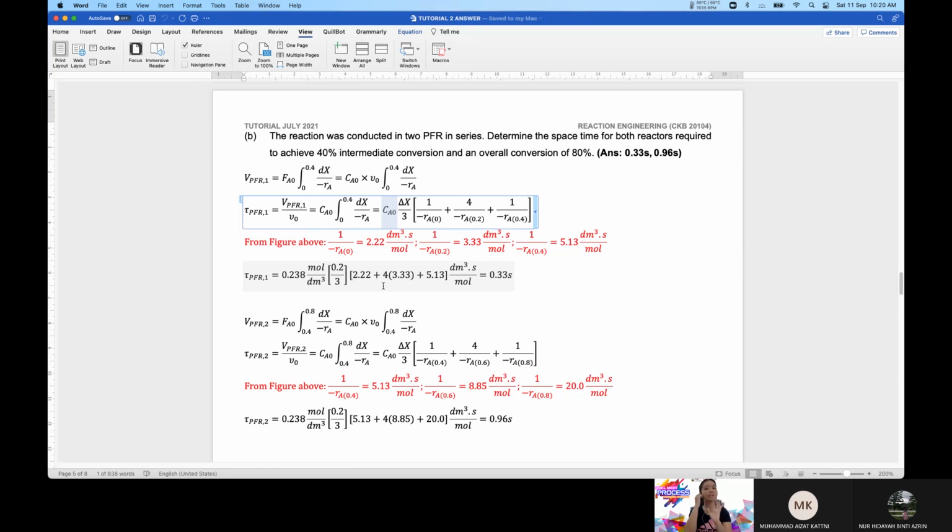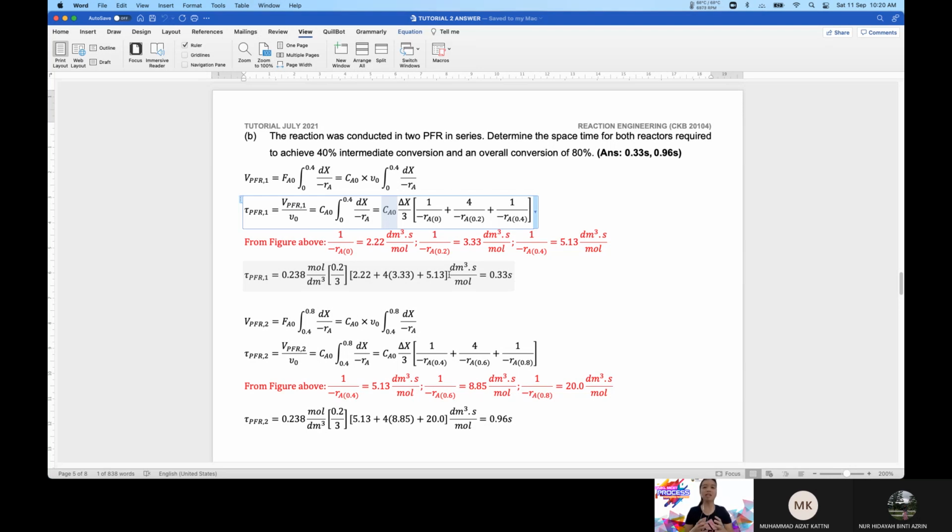So sekarang jangan lupa, kamu dah tak kira volume, kamu kira space time. Katakan kamu tak sure, kamu buat je pembatalan unit. Kamu akan tengok unit mole DMQ akan terbatal. You will be left with unit time. Betul lah sebab saya nak cari space time kan. So you will get 0.33 second. So 0.33 second ni apa?